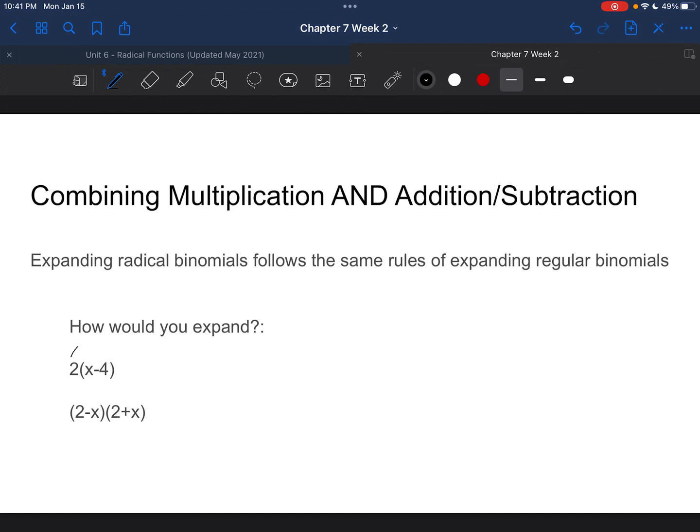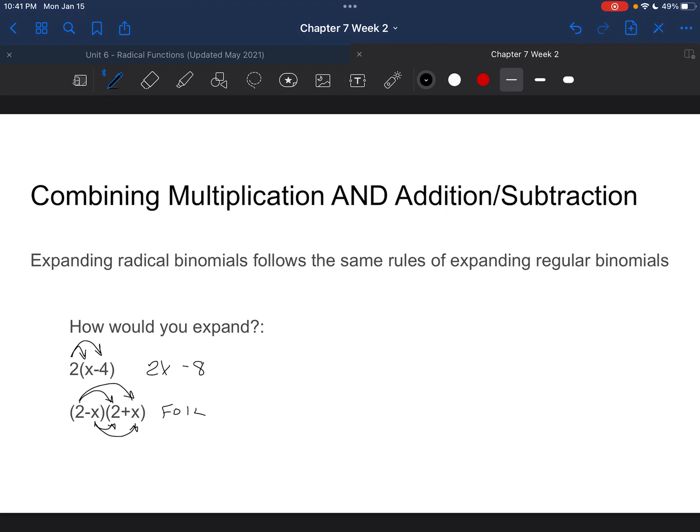We would use distribution, right? And you'd say 2 times x, and then it's 2 times negative 4, which would give us negative 8. Okay? Now, when we have 2 minus x times 2 plus x, we would expand that using FOIL, correct? And they would go all the way across, okay?